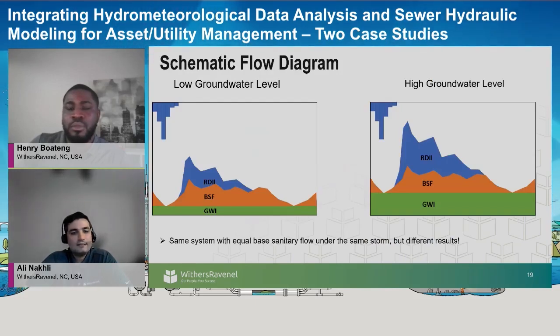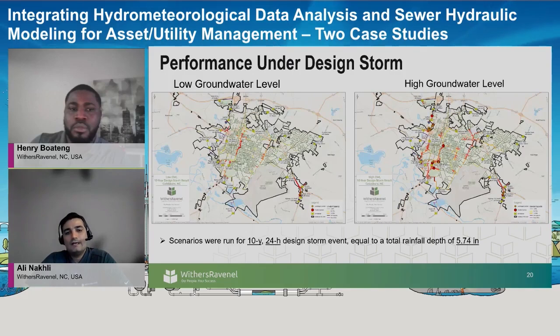So this schematic shows whatever I already explained to you. For the same system with the same base sanitary flow, under different hydrologic conditions and the same rain events, we will have different flows because groundwater infiltration and RDII are really different. So using all of this information, we tried to evaluate the system performance under 10-year design storms. Red means danger, a hydraulic constraint; orange means an alert, close to a hydraulic constraint; and green is okay, good to go.